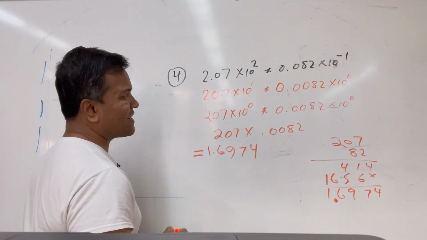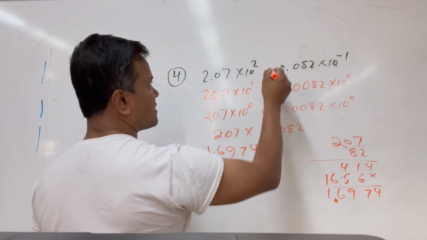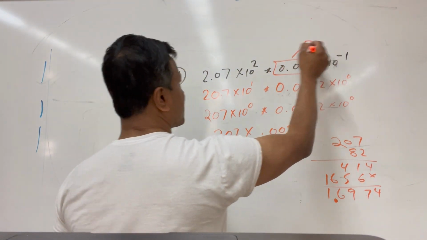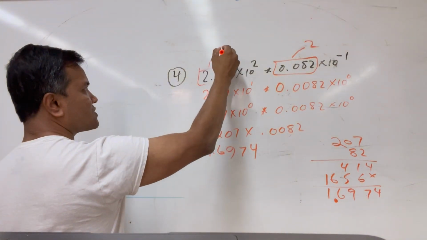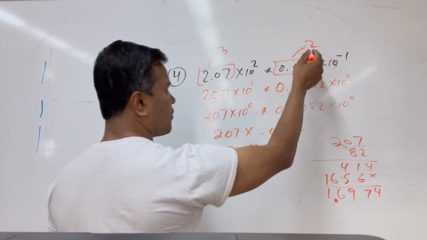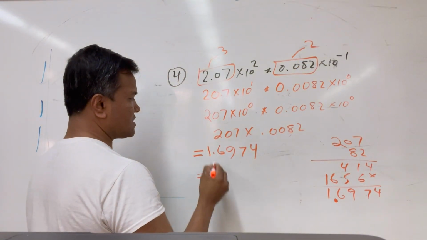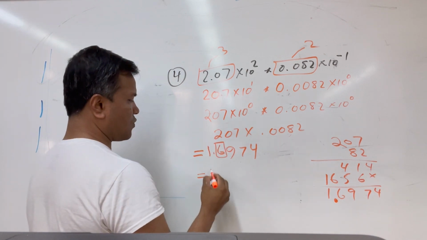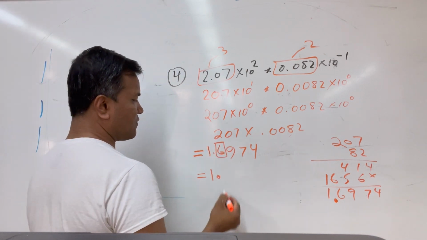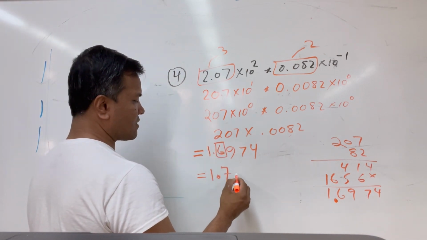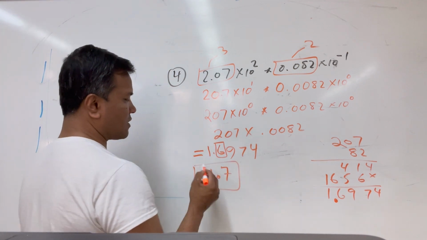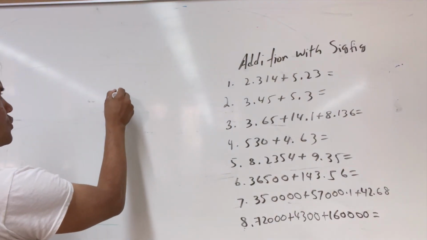1.6974. How many sig figs over here? Only 2 sig figs. How many sig figs over here? 3 sig figs. All right, we have to go by the least. So this is my target. So 1.9 is bigger than 5, so 1.7. All right, this is our final answer.